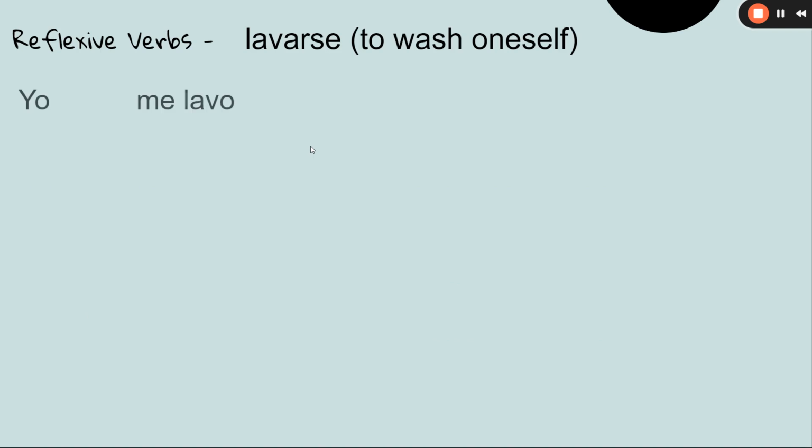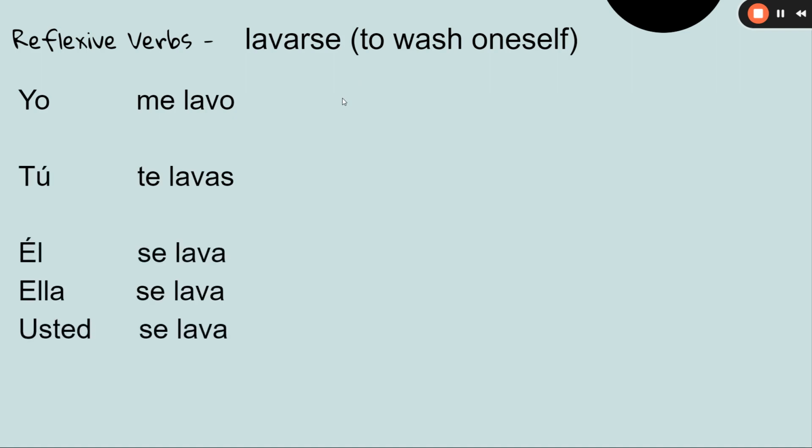Lavarse, to wash oneself. You would say me lavo. So you take off the se, which tells you that it's a reflexive verb, and then you have the AR part. Then you conjugate the verb exactly how we would normally conjugate a verb. Te lavas. Se lava. Okay, so the verb is conjugated normally.